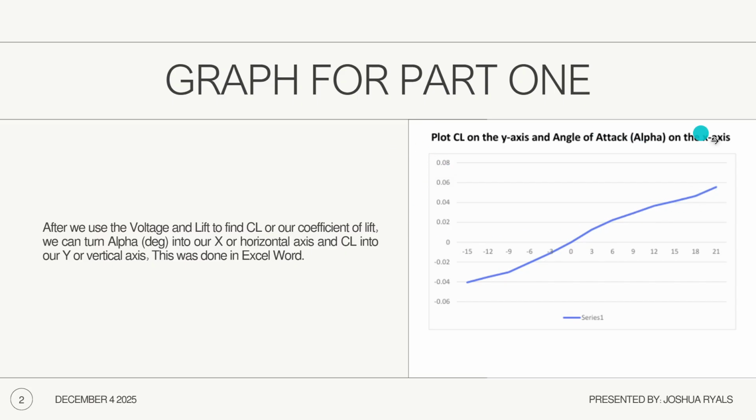We were told to plot the angle of attack and alpha versus CL. CL was meant to be our y-axis, which you can see is represented here, and alpha was meant to be our attack axis, which you can see is shown here. Voltage and lift were used to calculate our coefficient of lift, and then alpha was simply pre-given. We used alpha as the x-axis and CL as the y-axis, which was also plotted in Excel. And that is how I came across this answer here.